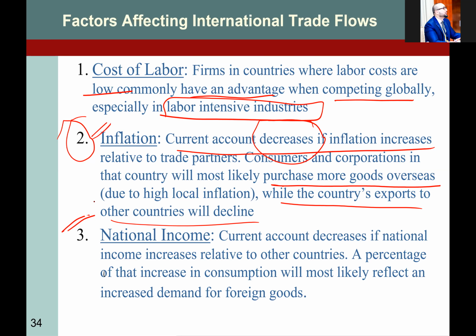Now the national income. What happens? What if the GDP rises or disposable income rises? So the current account also decreases. Amazing. Inflation is basically when you have more money supply, but if the national income rises, it means the country as a whole is producing more goods and services, right? Not that prices are increasing, okay.